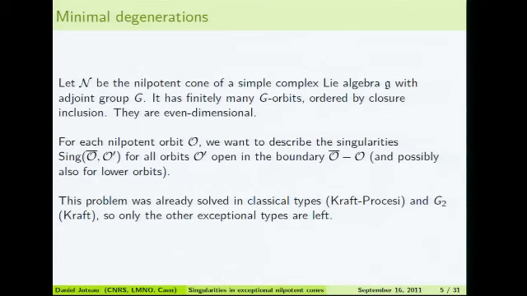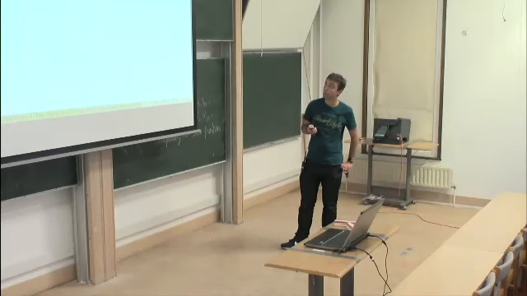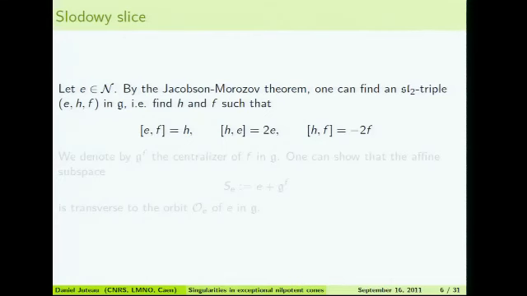And so why do we work about exceptional types? Because this problem was solved for classical types by Kraft and Procesi in the 80s, and by Kraft for Juteau as well. So we only need to work about the others. And as I said, we don't care about taking a product by a smooth thing. So there is no harm in taking a slice. So there are very nice slices for the nilpotent cones, the Juteau slices, which we have already seen.